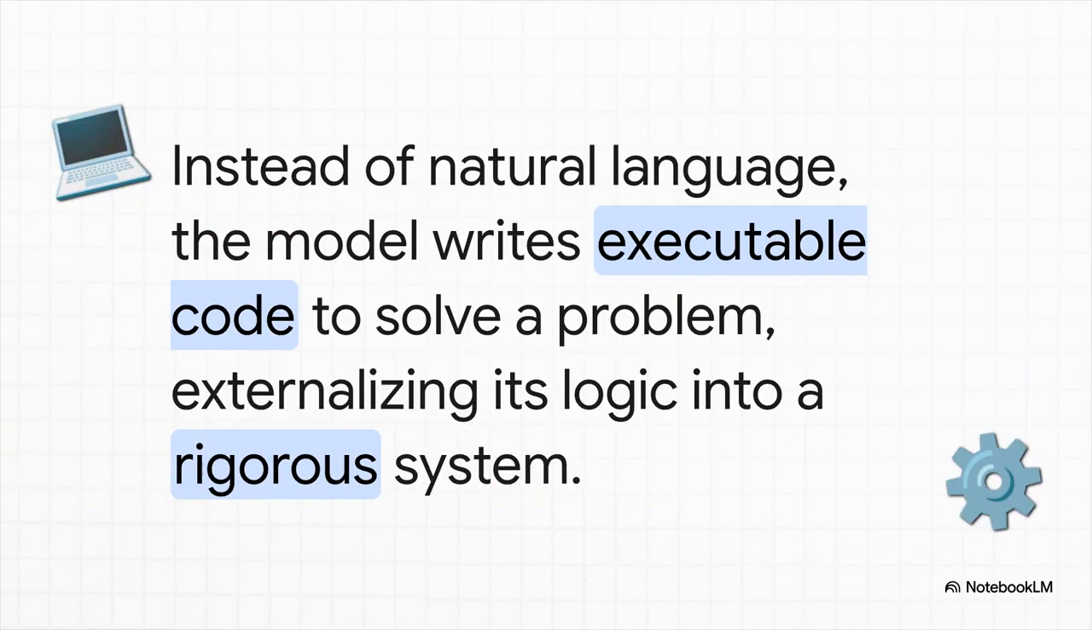Now, what if you could make that thought process even more bulletproof than just plain English? That's the idea behind the next evolution, something called program of thoughts. Here, instead of writing out its logic in words, the model actually writes a little piece of computer code to solve the problem. It then runs that code to get the answer. This outsources the logic to a perfectly rigorous system, a computer program, which makes its reasoning even more reliable.